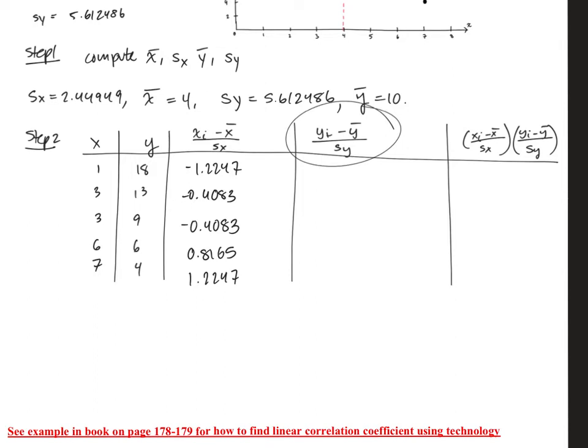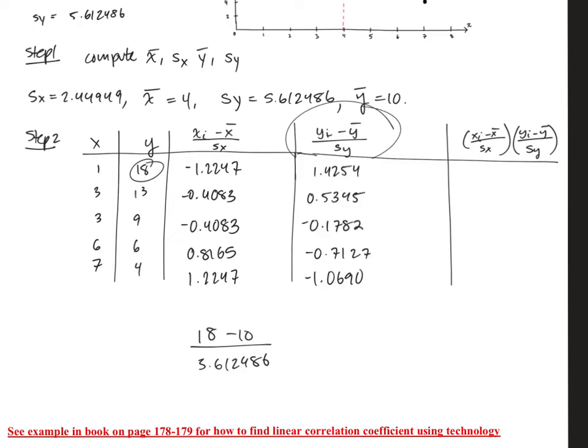So, I'll do the first one with you though. It's going to be my y value, 18, minus my y bar, which is 10, divided by my standard deviation of y, which is 5.612486. And calculate that out each time using the different values given for your y. Alright, so those are the values calculated out for y.